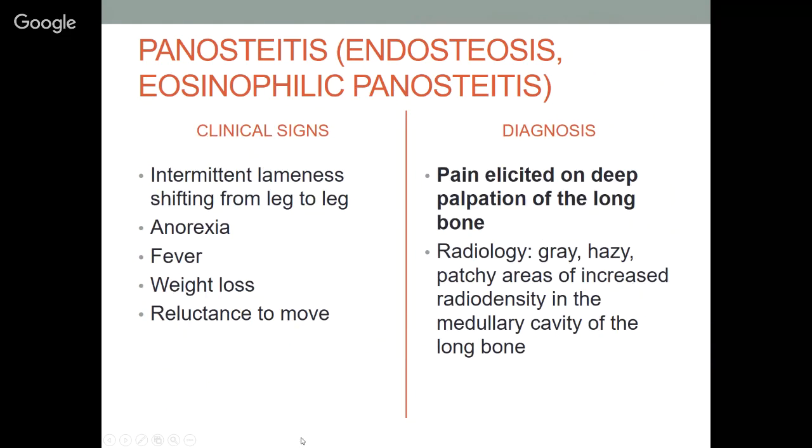So intermittent lameness, shifting from leg to leg. They may be anorexic, not want to eat, have fever, weight loss, reluctant to move. You're going to get pain if you push very deeply on the long bone. So if they're lame on that leg and you push deeply on the long bone, they're going to go, ooh, that does feel funny. X-rays are going to show a gray, hazy, patchy area of increased radio density within the center of the long bone.